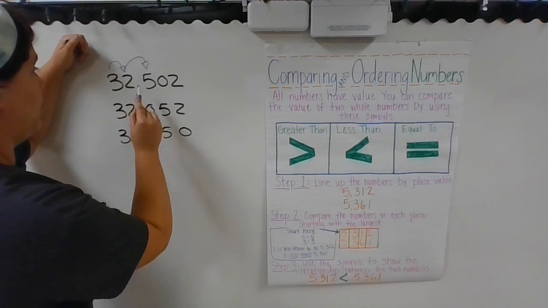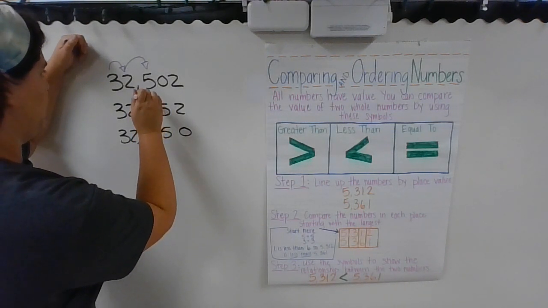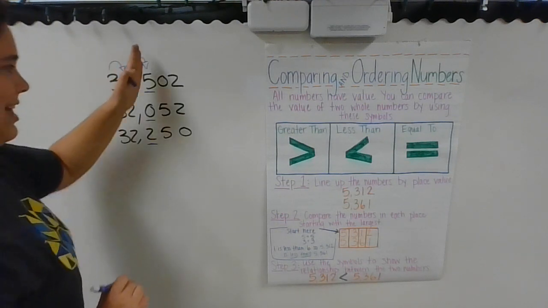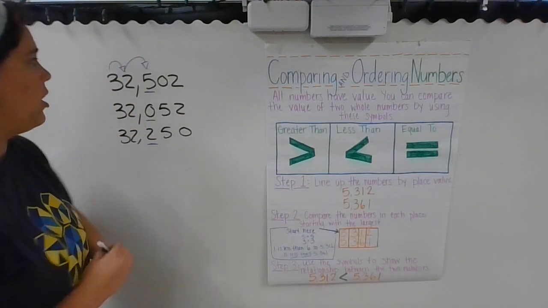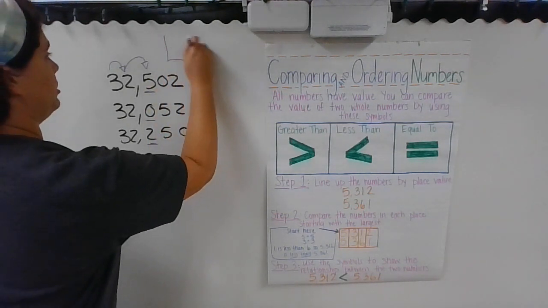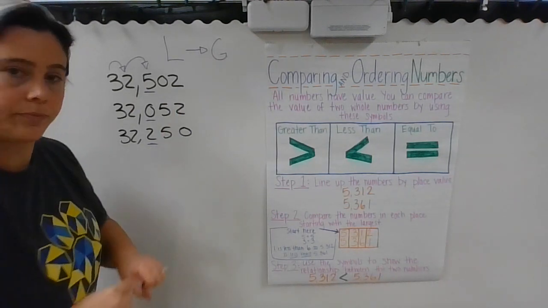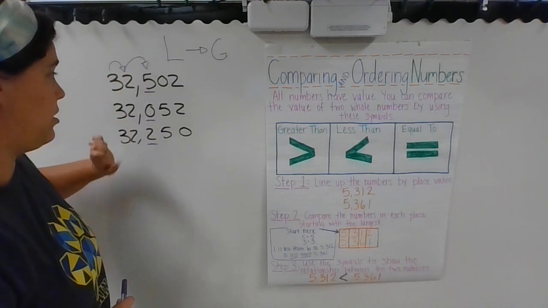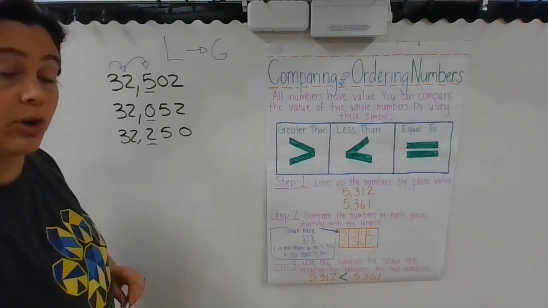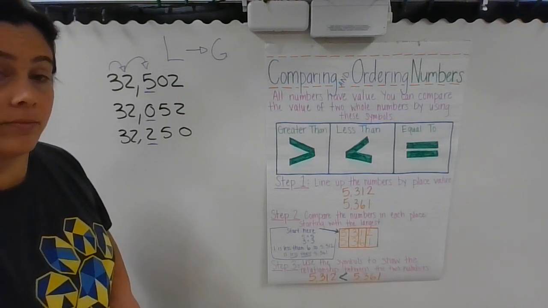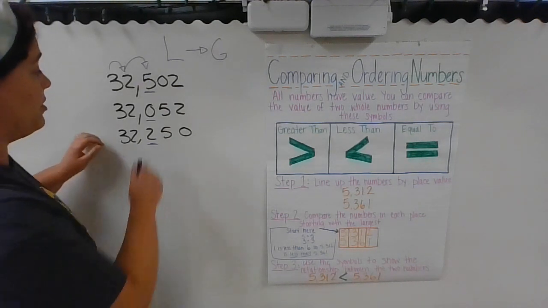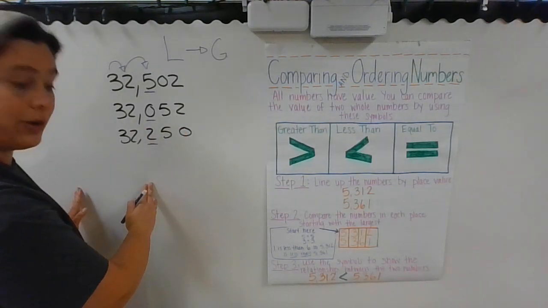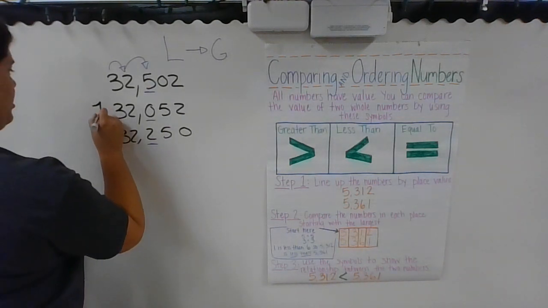Now, let's look here. The hundreds place values are different. We have a 5 here, a 0, and then a 2. Looking at the hundreds place value, we are going from least to greatest. Now, boys and girls, based off of the hundreds place value, which number is least? Very good. The 0 is least. So that means we are going to write this number in our list first. So this one is number 1.